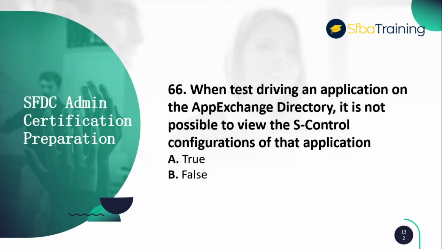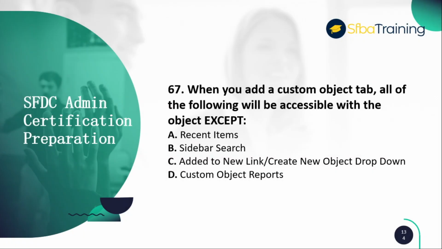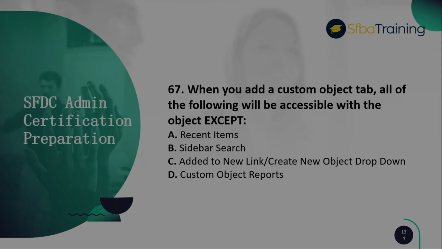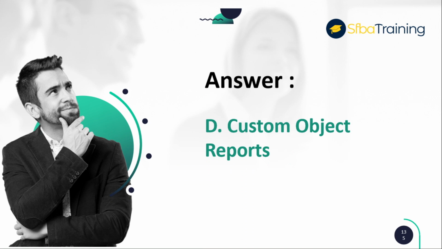Number 66. When test driving an application on the App Exchange directory, it is not possible to view the S-control configurations of that application. A. True. B. False. The answer is B, false. Number 67. When you add a custom object tab, all of the following will be accessible with the object except A. Recent items. B. Sidebar search. C. Added to new link, create new object dropdown. D. Custom object reports. The answer is D, custom object reports.